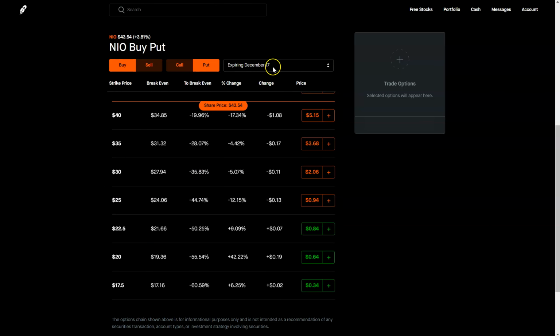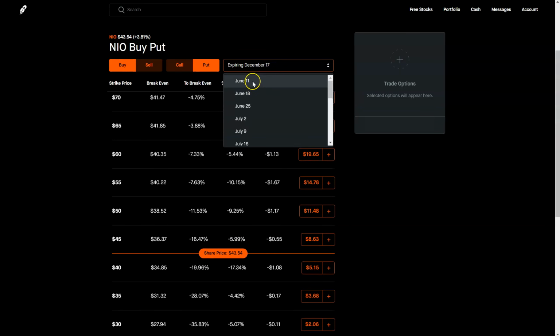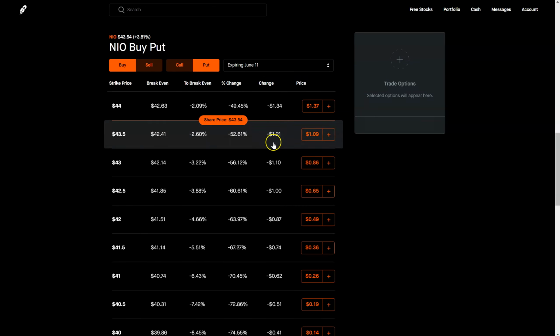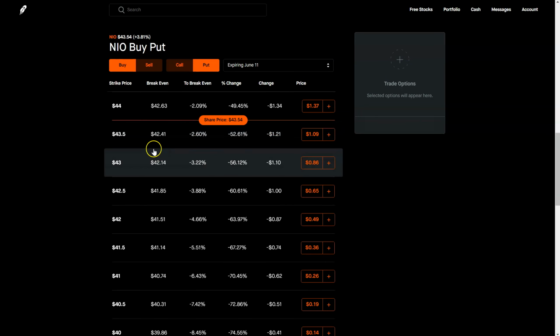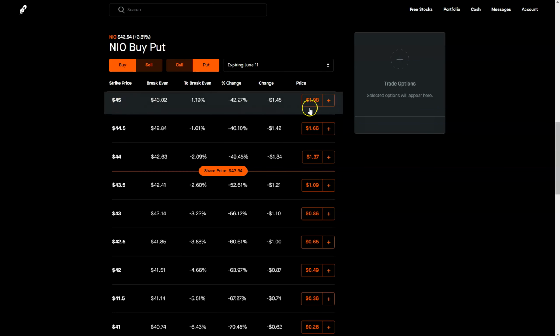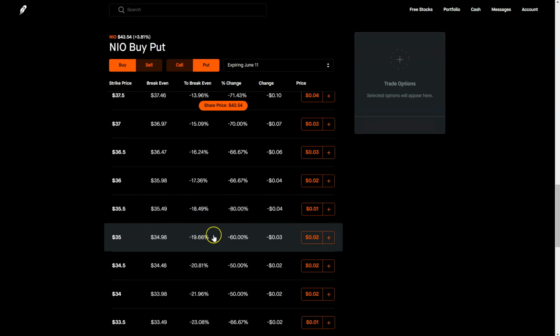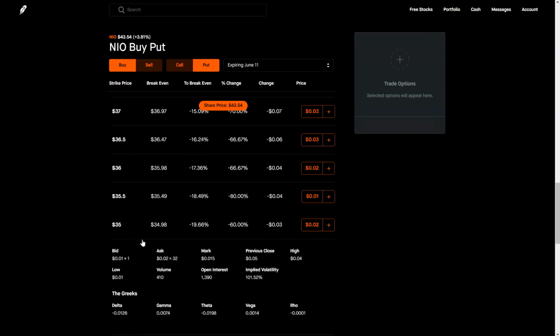There's all kinds of different expiration dates, and of course, the closer the date, the cheaper the options are going to be. So, for example, if I chose one like June 11th, which is just 4 days from now, then suddenly a $45 put is only 198 bucks, or a $35 put is only 2 cents. So 2 cents times 100, $2, right? This is what it would cost me to buy a $35 put for this Friday.